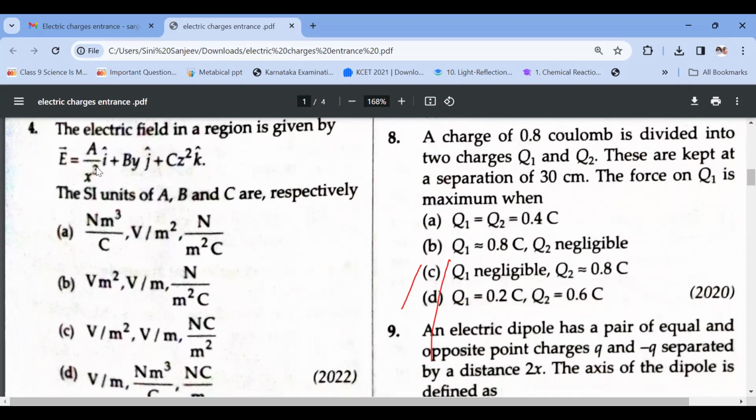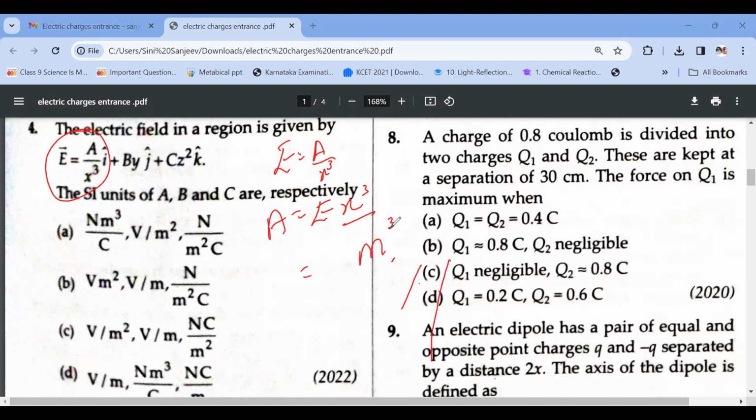So here the first one is what? E is equal to A by X cube. Correct? So E is equal to A by X cube. So what is my A? A is equal to E X cube. X is my length. What is the unit of length? Meter. So X cube is meter cube.